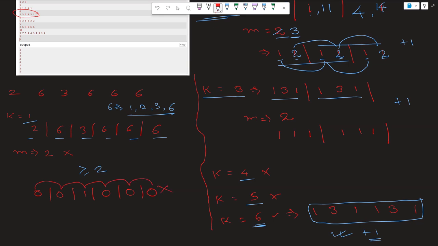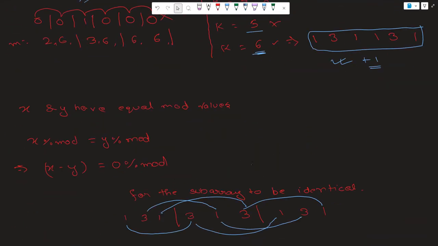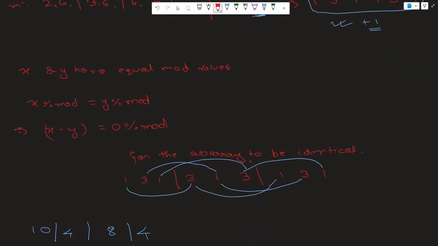If we take k as 2 groups, so 1 2, 3 4 and 5 6, then if we take m as any specific value, we won't be able to make them identical either. So this is what our question is, and this is how we need to figure things out. Now let's go to the solution part and see what we can do.